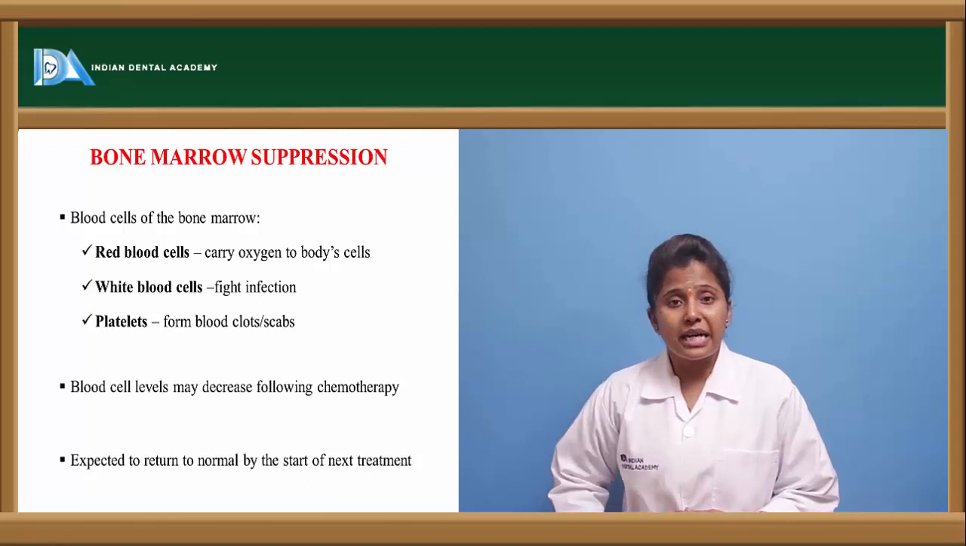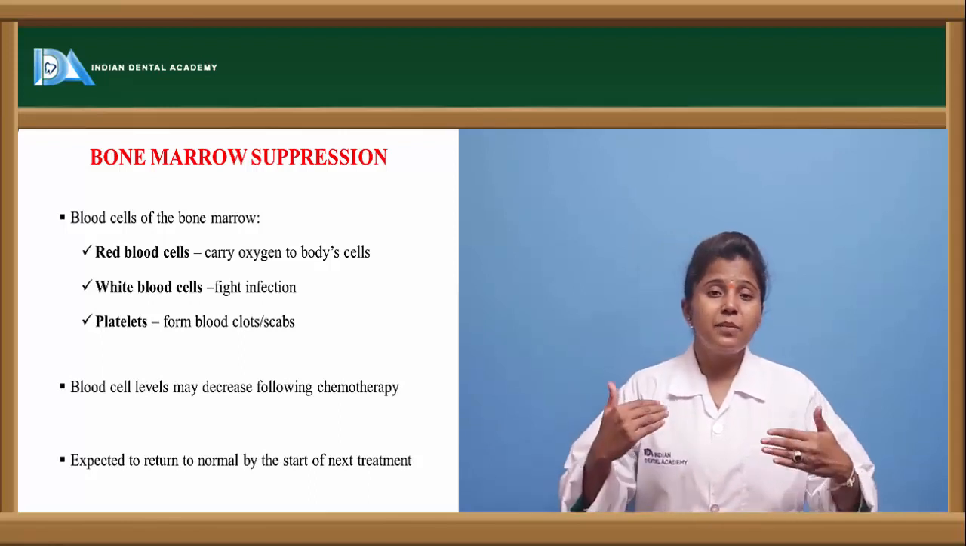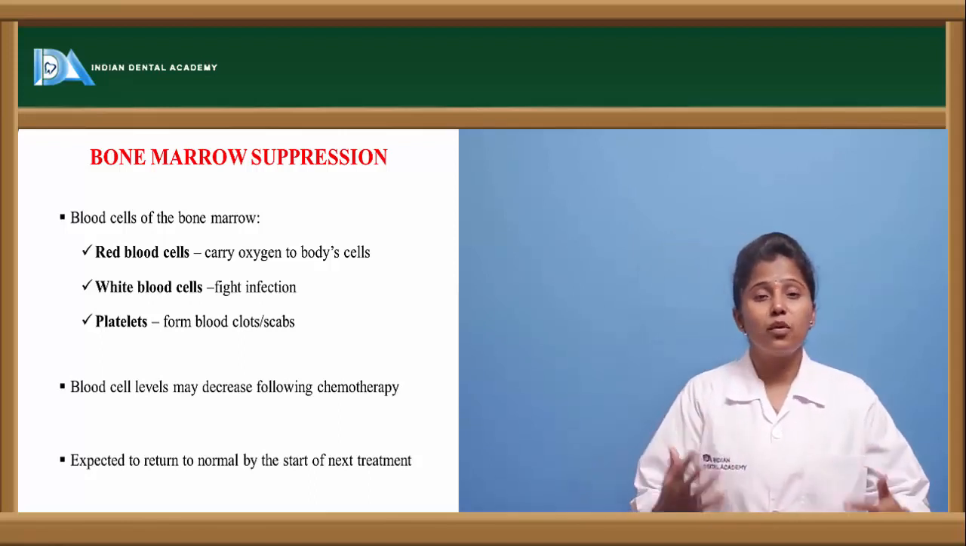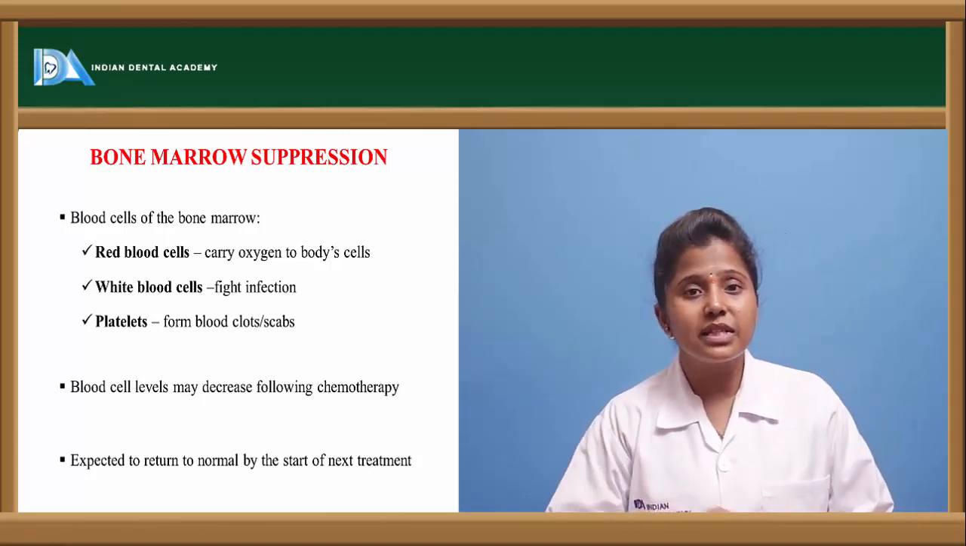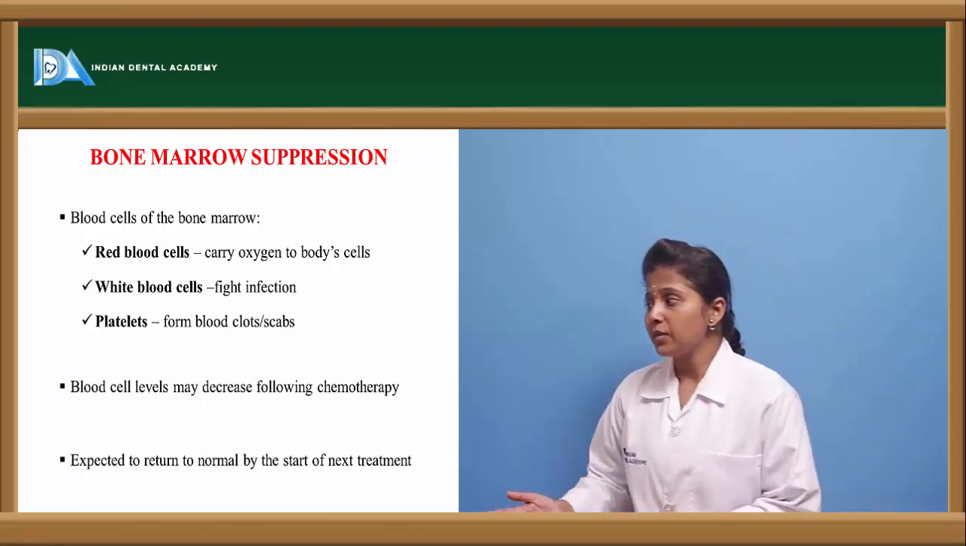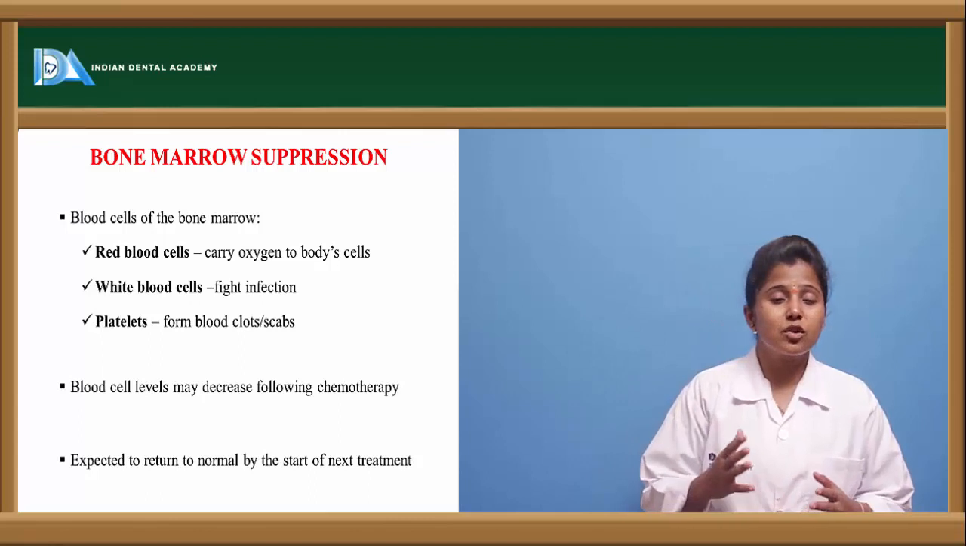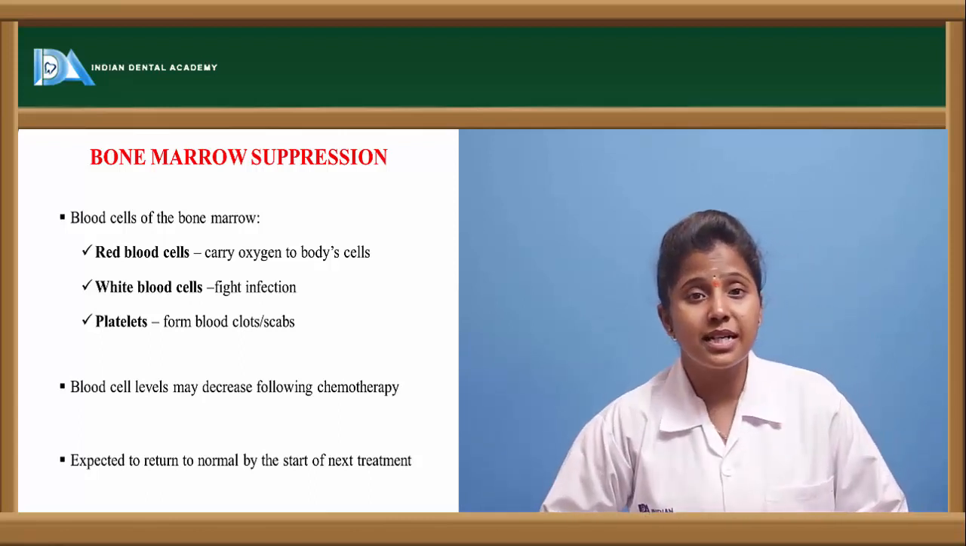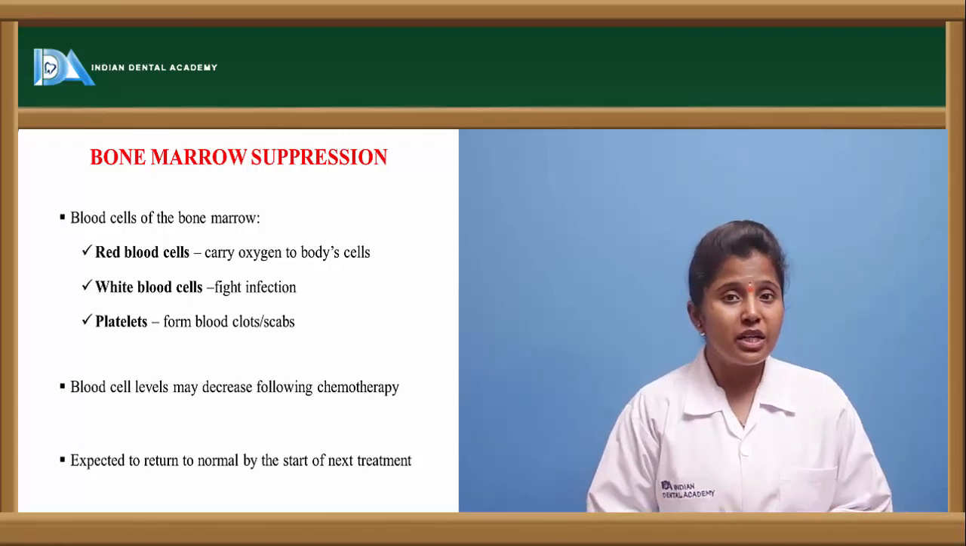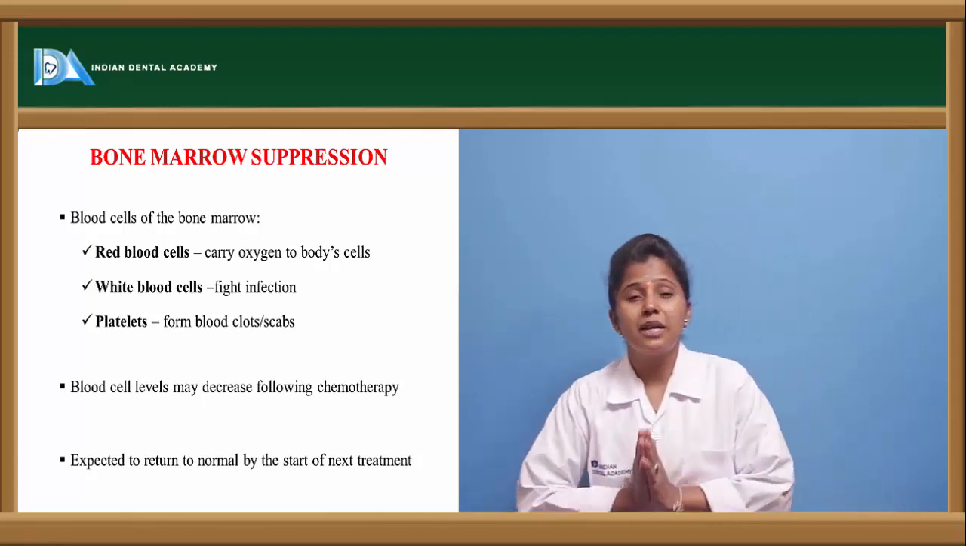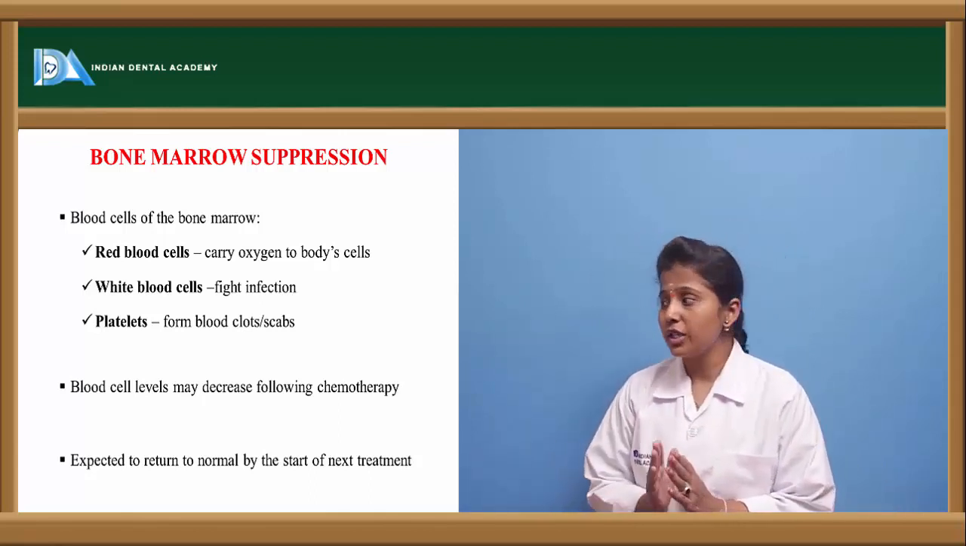So if a foreign particle enters the body, they will be in front like a policeman, and they invade the foreign cells and throw them out of the body. The other one is platelets. So these platelets or thrombocytes are one of the important cells where they aid in the coagulation mechanism, leading to the blood clot and preventing hemorrhage in the body.